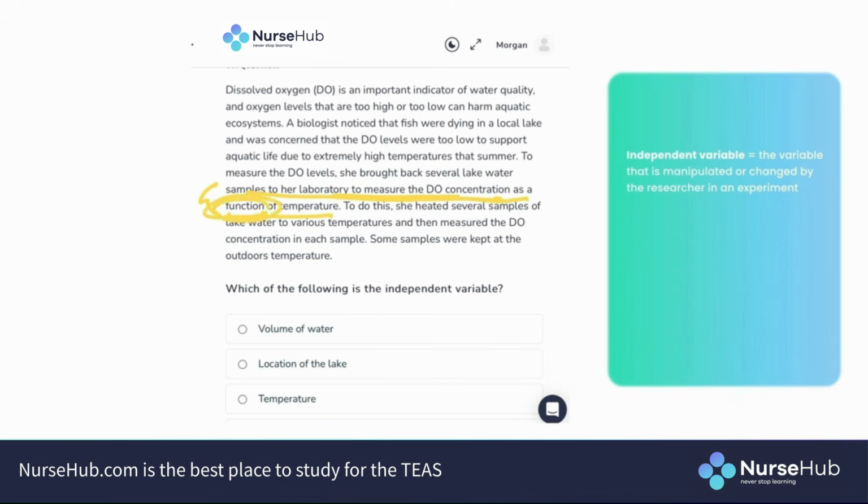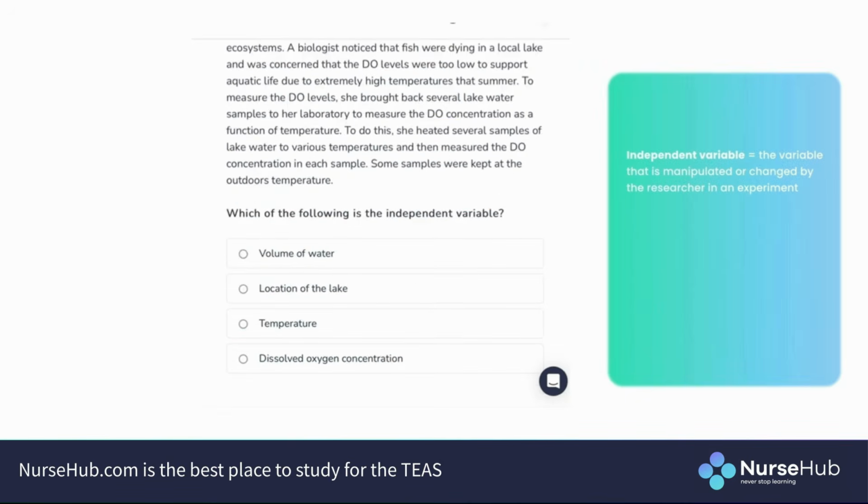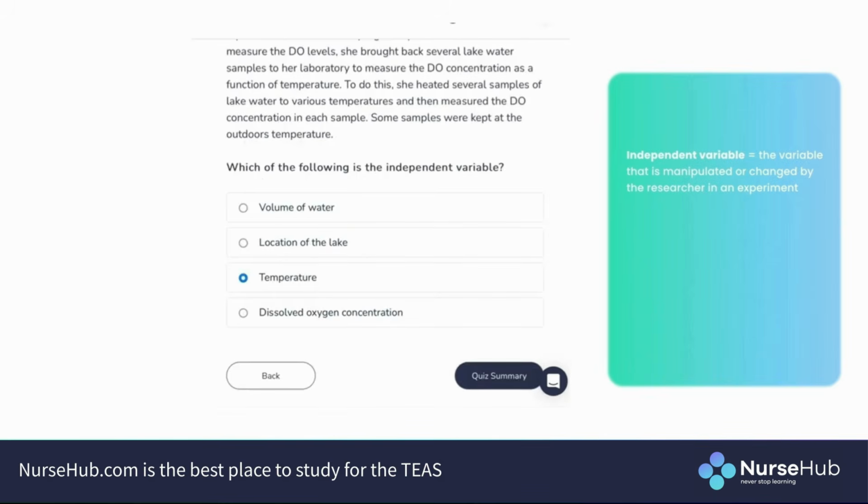So she's going to change the temperature. She's going to adjust the temperature, as we see in her experimental design. She's going to heat the lake water samples to various different temperatures. She's controlling that. That is the independent variable, so that she can measure those DO levels and see how that temperature impacts the dissolved oxygen level. So our independent variable here is going to be temperature. We can select that, feel confident in our answer, and move on.